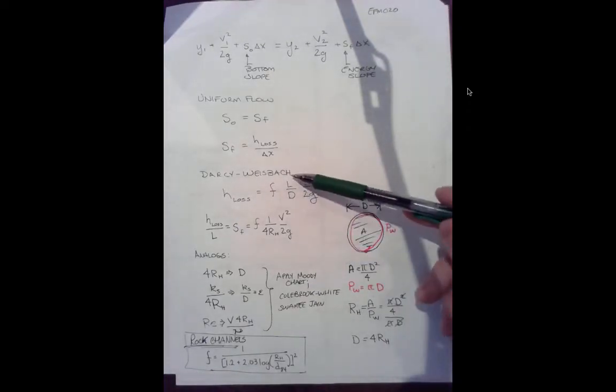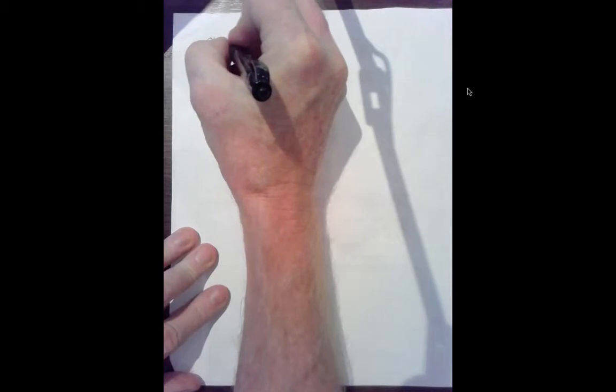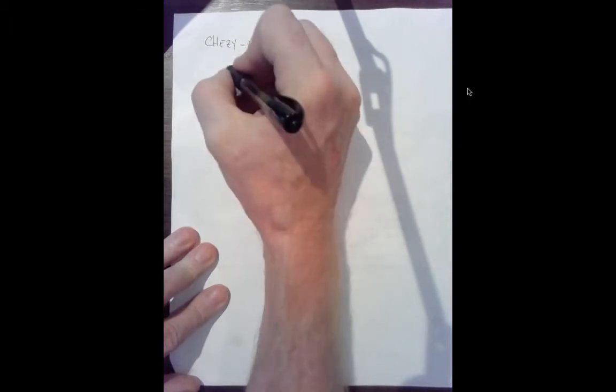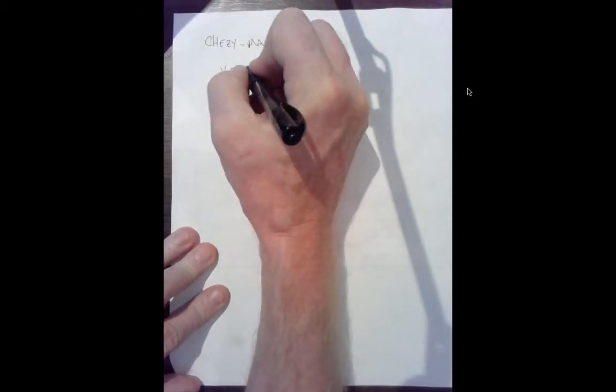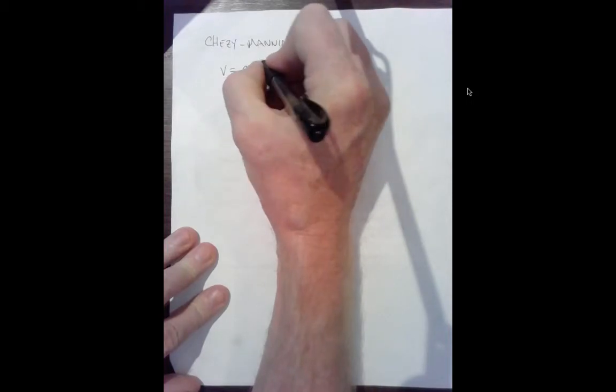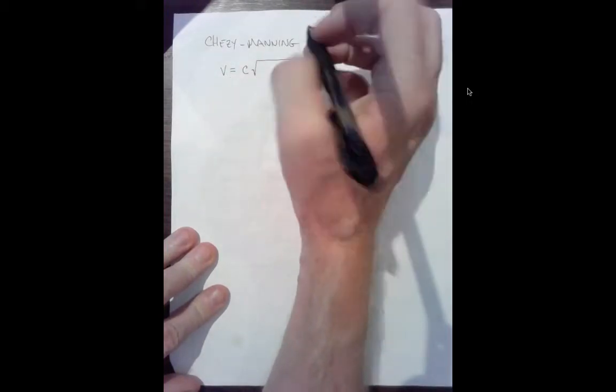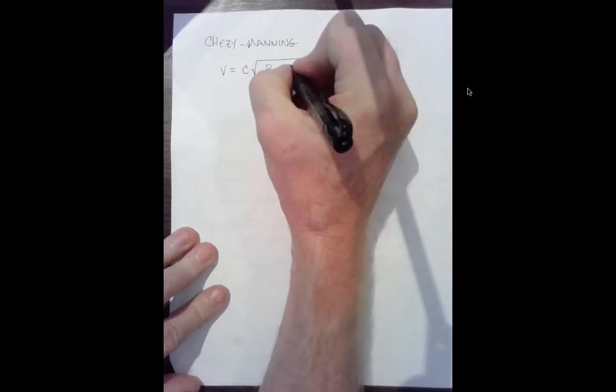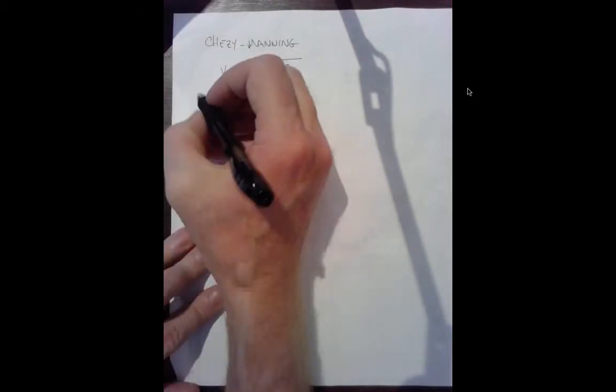Otherwise, if we're going to use a Darcy-Weisbach type, we would follow the process outlined here. Some alternative head loss models include Chezy-Manning. The Chezy-Manning model simply states that velocity is equal to some coefficient that's going to be dependent on channel properties and liquid properties times the square root of the hydraulic radius times the bottom slope. And this is for uniform flow.